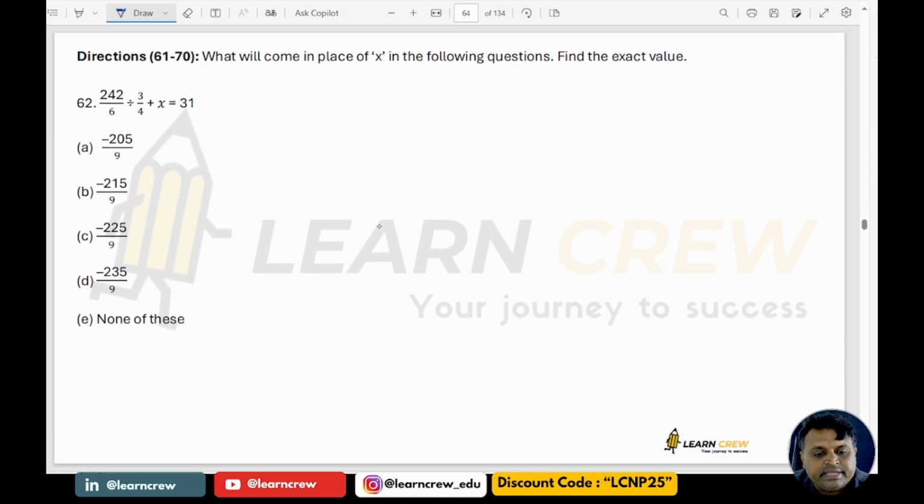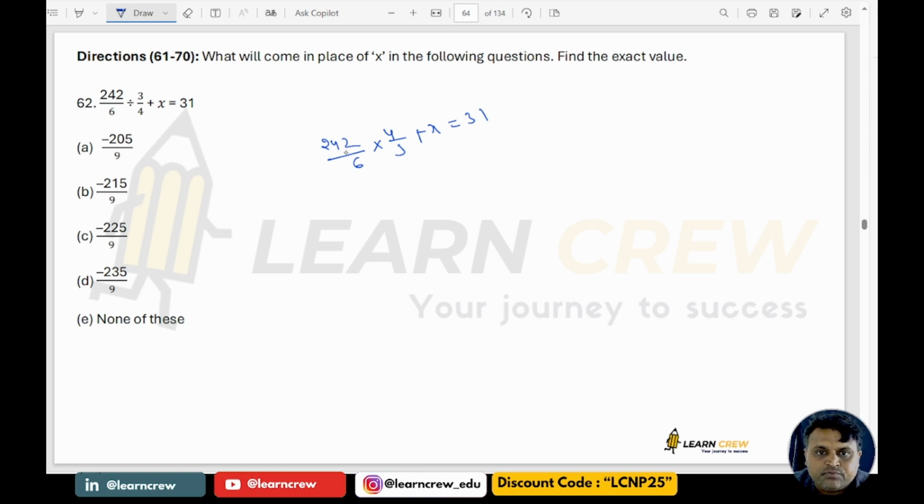242 divided by 6 into this 3 by 4 becomes 4 by 3, minus 31. So x is equal to 31, right? Now how much are we going to get here?